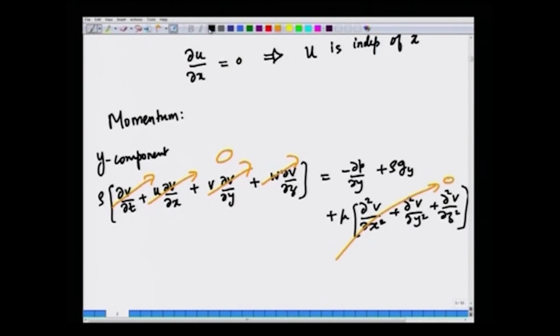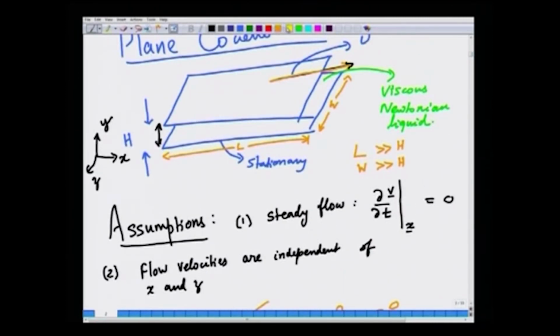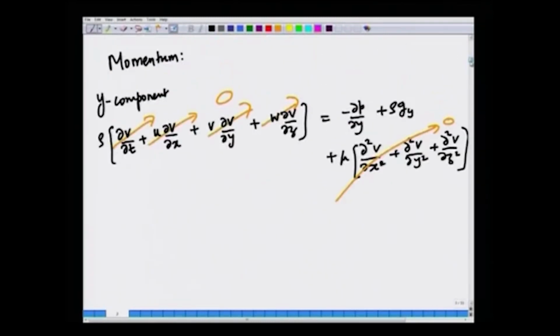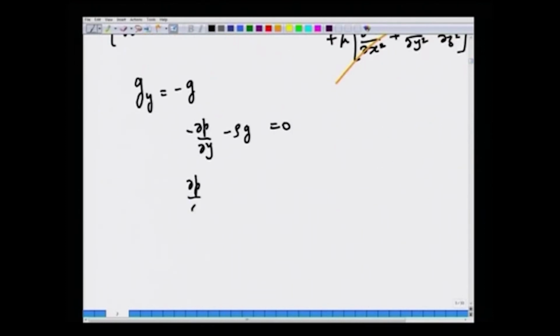So, the y component of the momentum balance simplifies to, and let us assume that gravity points in this direction. Okay. Let us assume that gravity is pointing in the direction of minus y. So, g_y is minus g. Okay. So, you get minus partial p partial y minus rho g is 0, or partial p partial y is minus rho g, or p is some p naught minus rho g y.